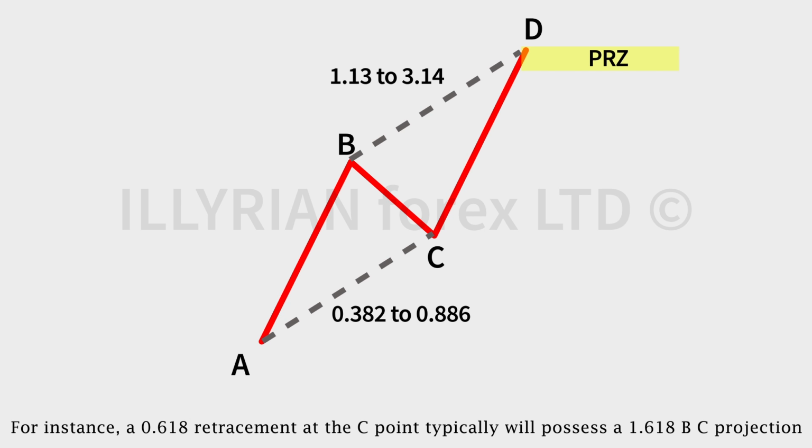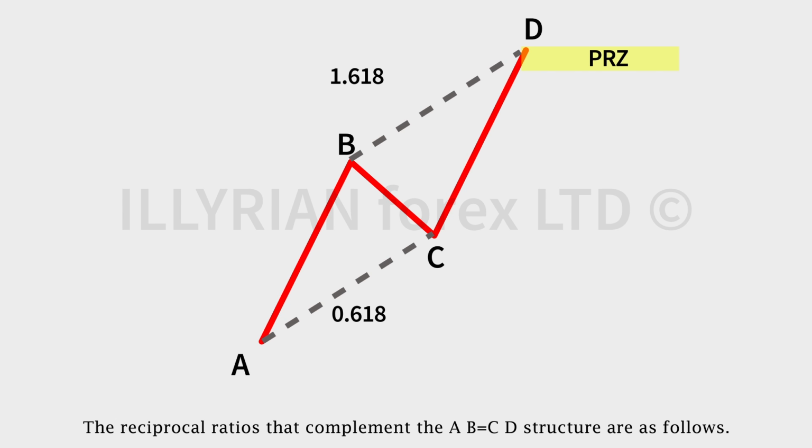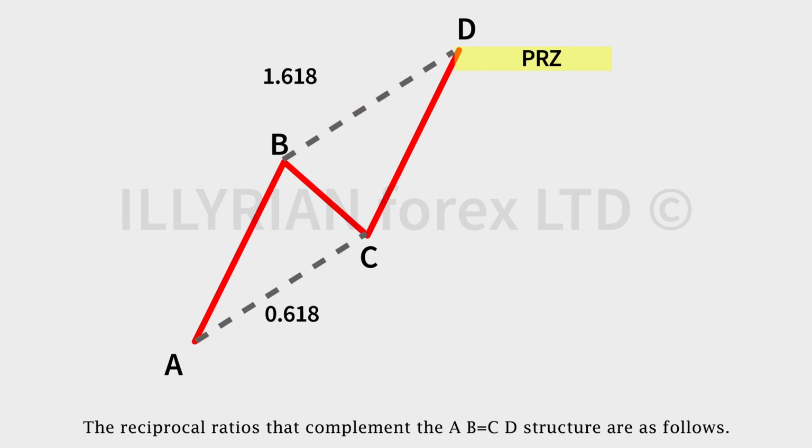For instance, a 0.618 retracement at the C-point typically will put a 1.618 BC projection that converges closest with the completion of the AB equals CD. This reciprocal relationship within the equivalent AB equals CD pattern defines the best PRZ for this structure. The reciprocal ratios that complement the AB equals CD structure are as follows.